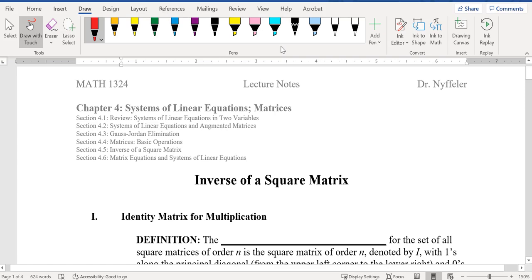Hello and welcome back to Math 1324. We are still in Chapter 4, Systems of Linear Equations and Matrices. And today we're going to talk about the inverse of a square matrix.